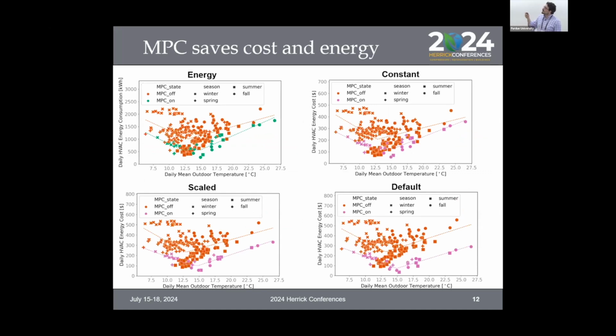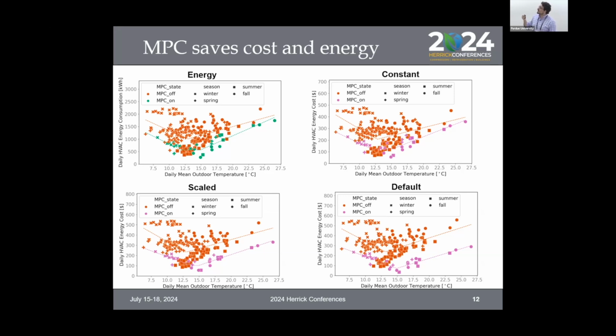And here you see the scatter plots with those results, where on the x-axis you have the daily outdoor mean temperature, and on the y-axis for the first chart you have the energy consumption, while on the other chart you have the daily cost of running the HVAC for the baseline controller in orange and in pink for the MPC, and it's also divided by season. I don't know how easy this is to see on the slides, but in general, I would like you to focus on the fact that using the different prices for the energy consumption, the MPC did have savings with respect to the rule-based controller, especially more during the winter period.